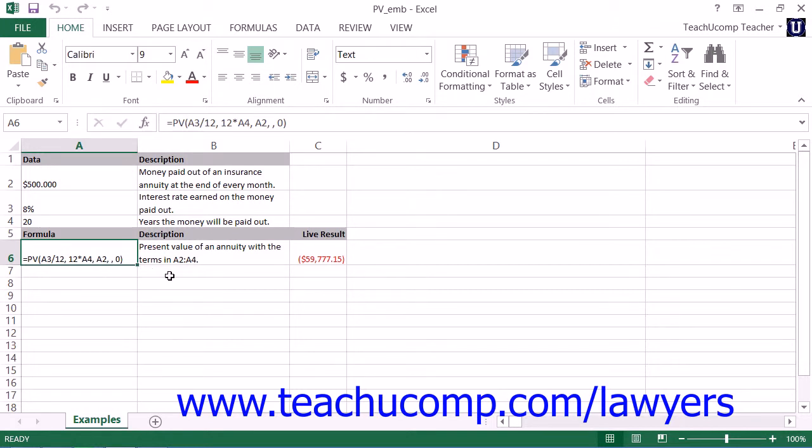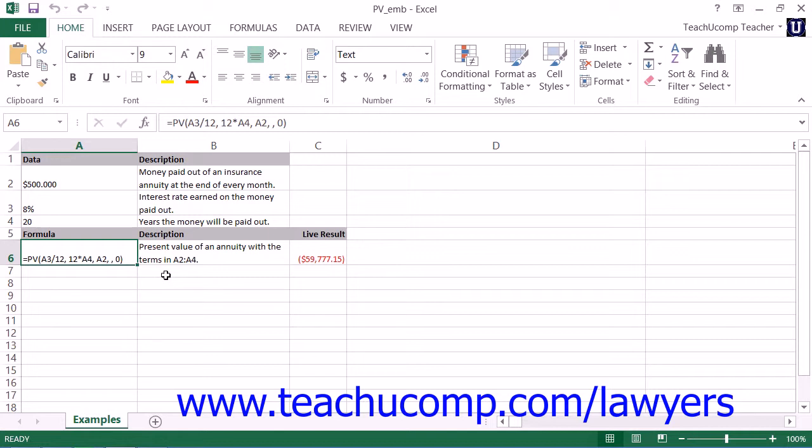Now, the first argument that is required is the rate argument. This is the interest rate per period. For example, if you receive an interest rate of 6% per year on a loan, the monthly rate on the payments would be 6% divided by 12, or 0.5%. For the rate argument, you could enter 6% divided by 12, 0.5%, or 0.005 into the formula as the rate argument.